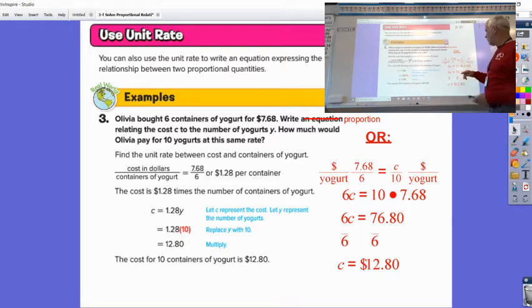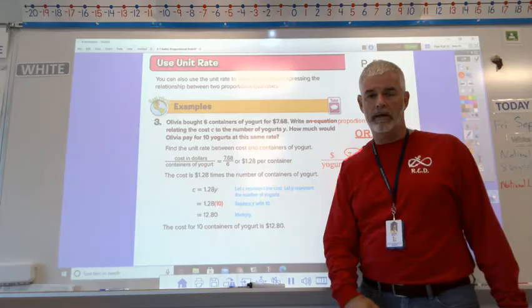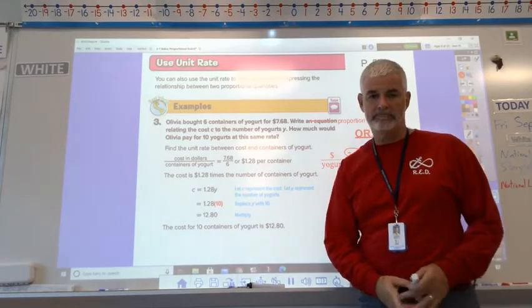C. Okay, so again, cross multiply to get 6 times C equals 7.68 times 10, which is $76.80. Divide both sides by 6, you get $12.80. It's the same answer as if you use the unit rate and then multiplied it by 10.